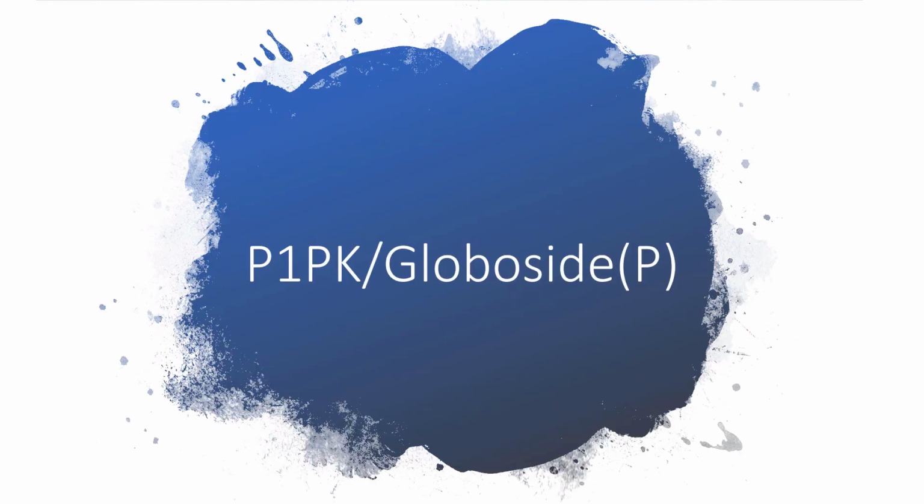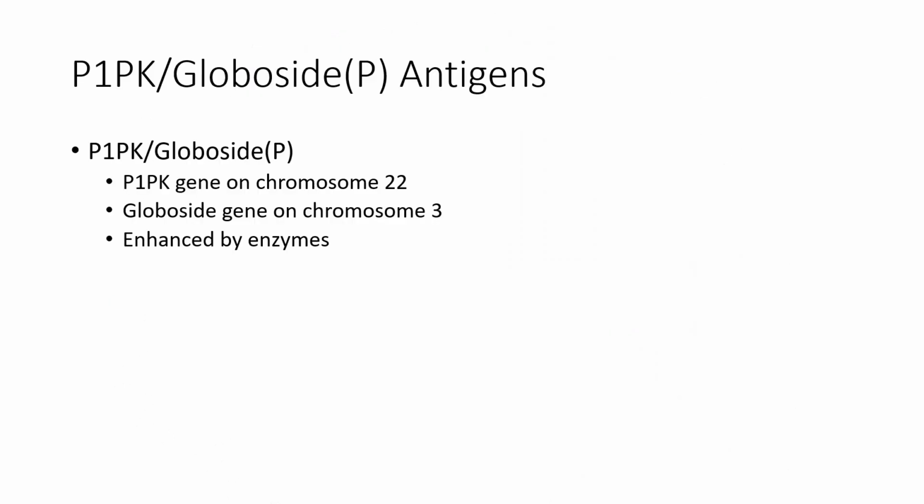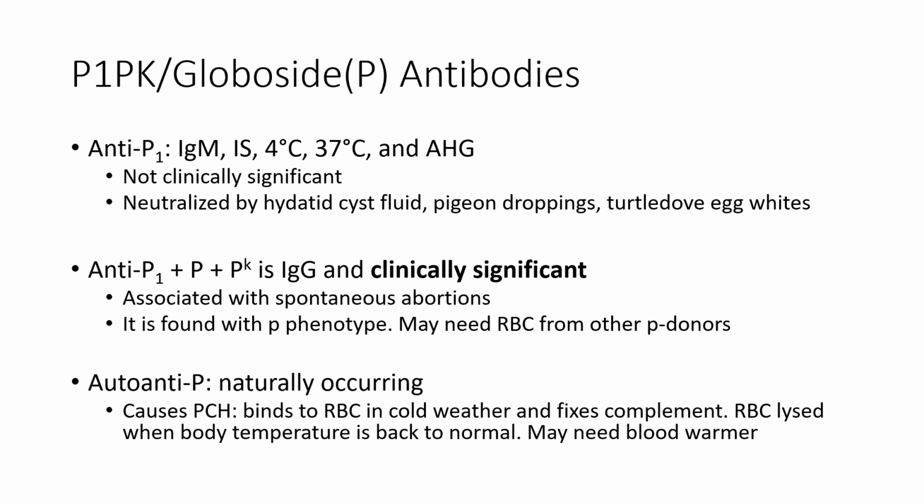Now let's look at the P1PK globocyte blood group. The P1PK gene is located on chromosome 22, whereas the globocyte gene is located on chromosome 3. These antigens are enhanced by enzymes. This blood group system is capable of eliciting several different antibody responses.